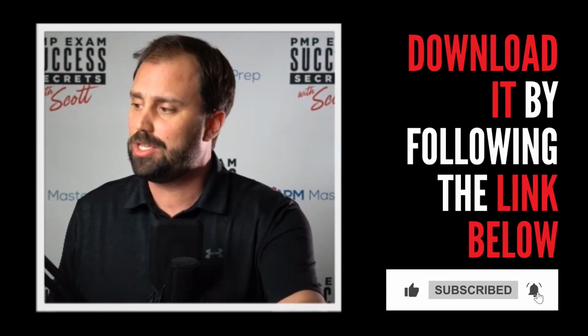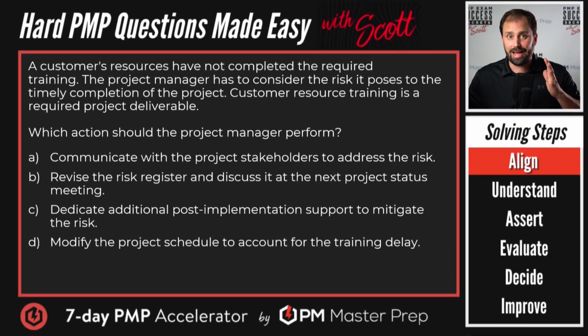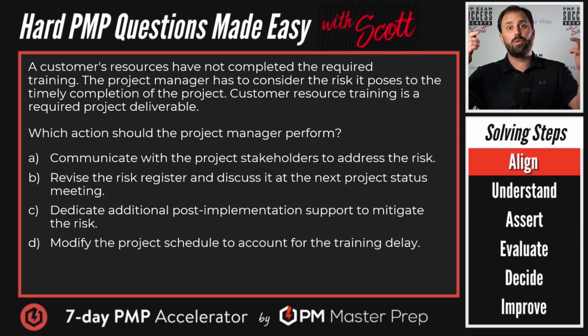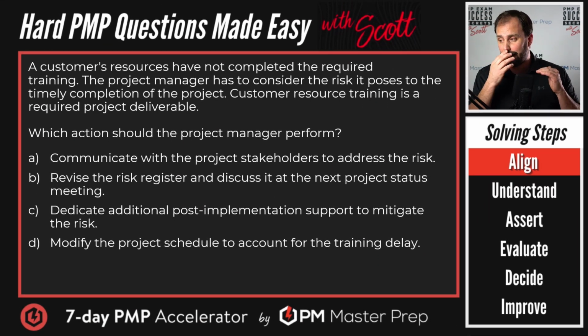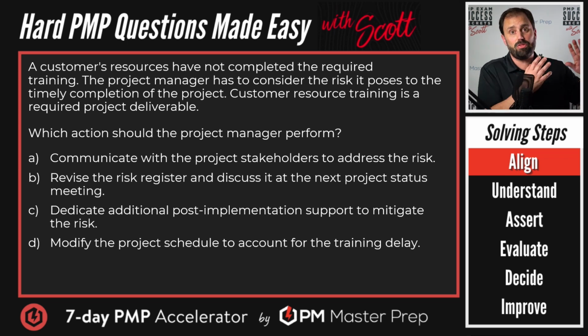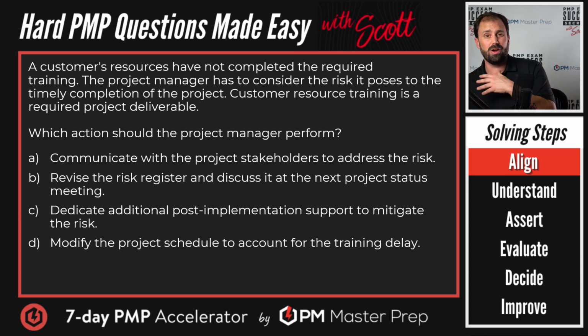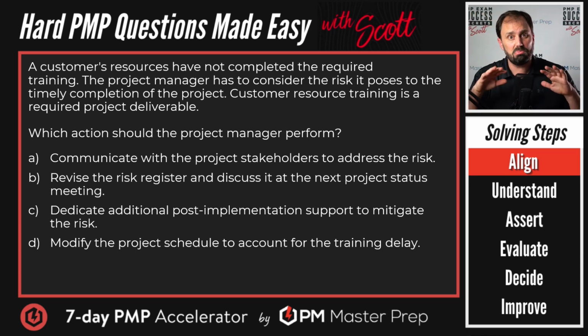So here we go. Step one, align. What's it asking us to do? What's the question asking? We get it from the last line. Let's read it together. Which action should the project manager perform? That's not in the past. That's not necessarily in the future. It's kind of saying, what should we do right now? Good to know. Now, let's go into step two.